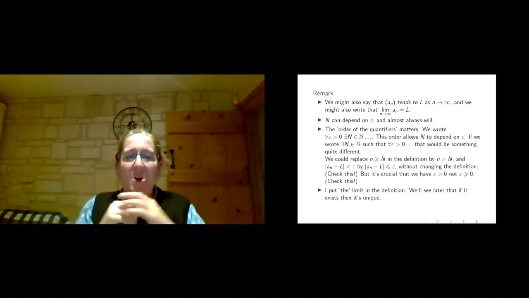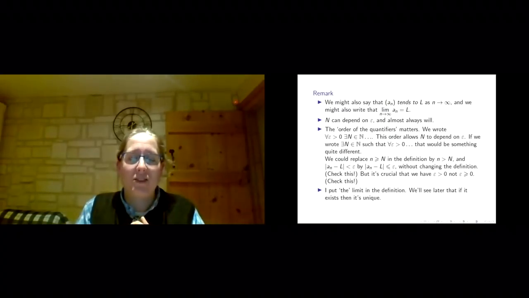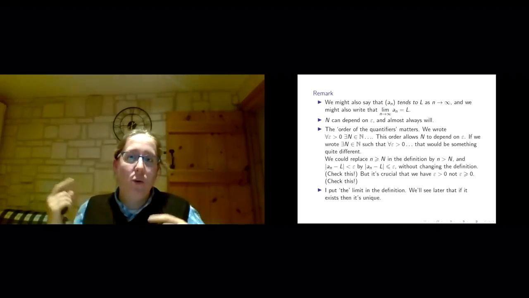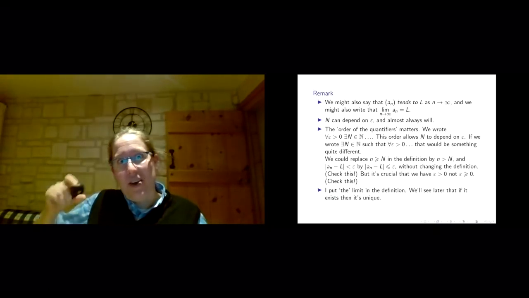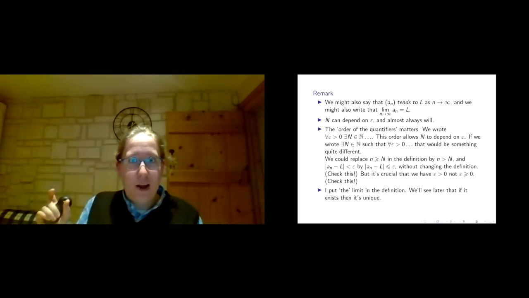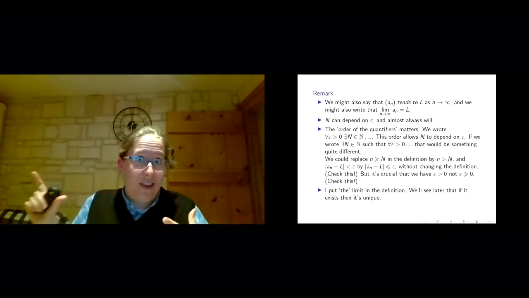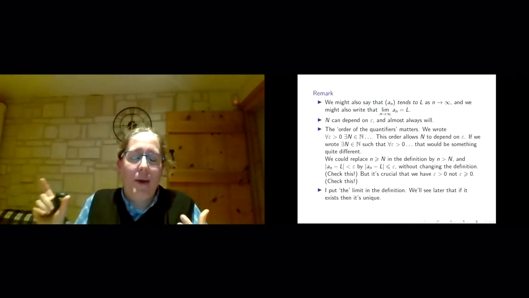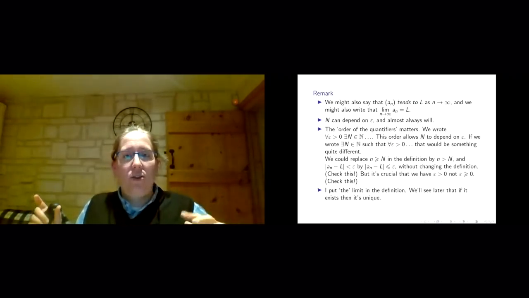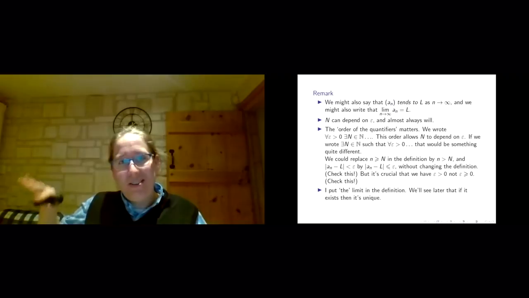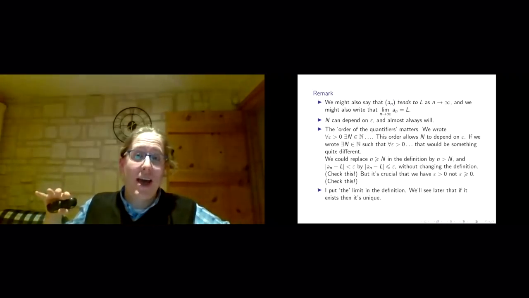Well, slogan, the order of the quantifiers matters. So the definition says, for all positive epsilon, there exists a capital N. And that means your evil opponent specifies your epsilon. We don't get to choose it. It's for all epsilon. Our evil opponent can pick any positive epsilon. Then there exists an N. So the story says evil opponent picks their epsilon, then we choose our N.